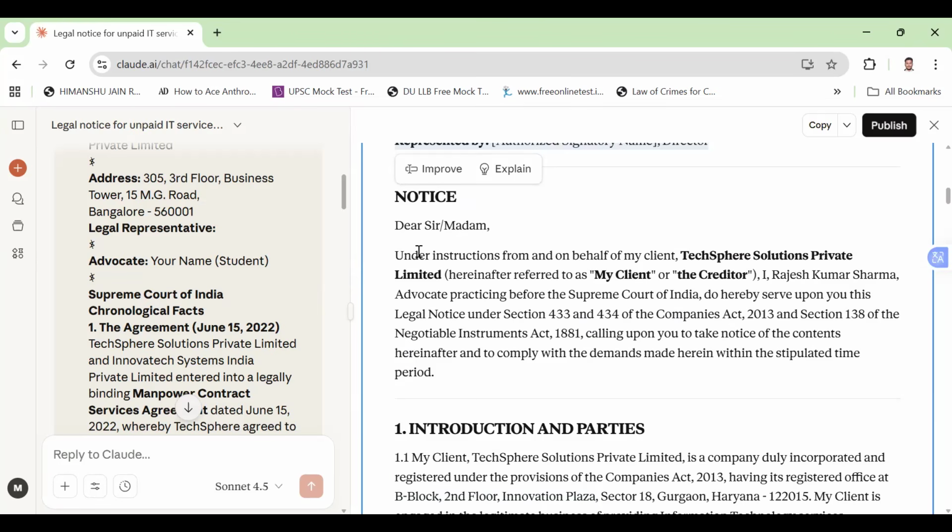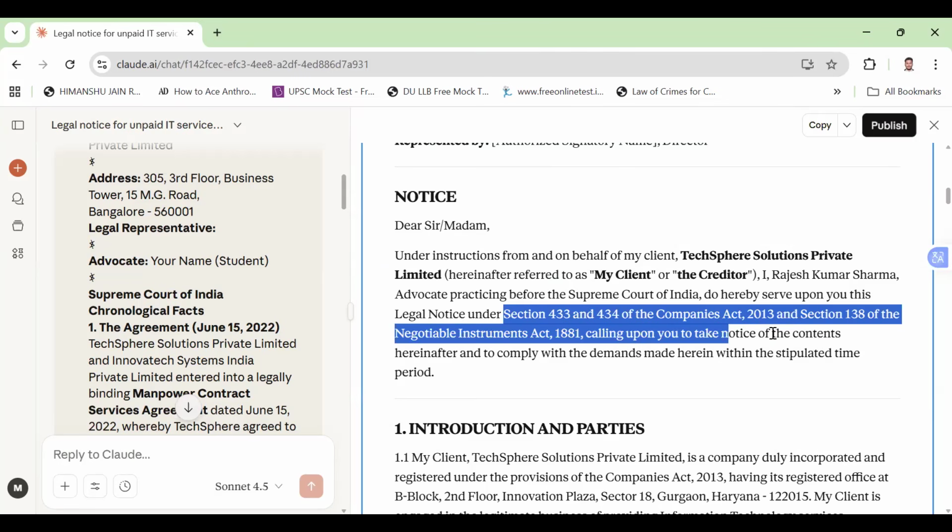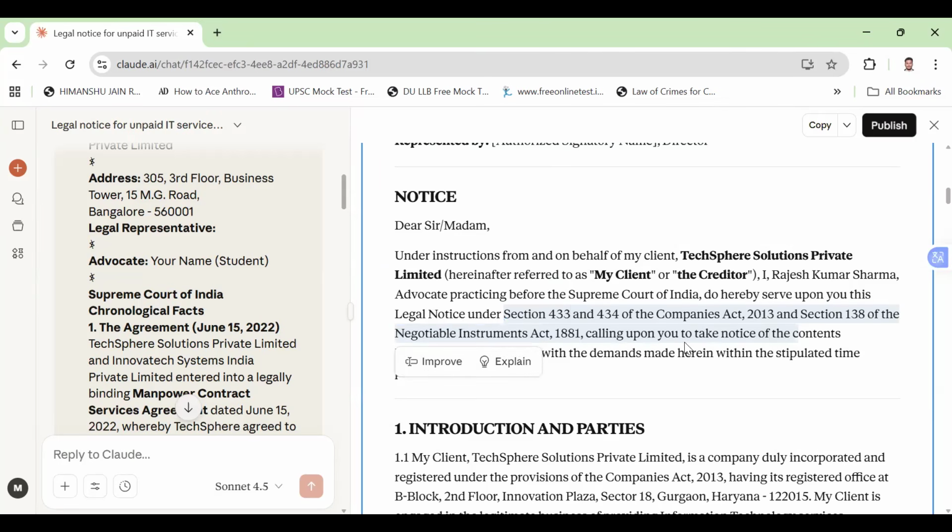Then as usual, it is written, under instructions from and on behalf of my client. And check here, it is written as herein referred to as my client or the creditor. I, Rajesh Kumar Sharma, you can skip this also if you don't want to, you can write it also, do hereby serve you this legal notice. The sections of the case are written, calling you to take notice of the contents. Basically, as per the summary of this case, our client has given services to the other party and has raised some invoices, but the other party has not given the amount to our client.